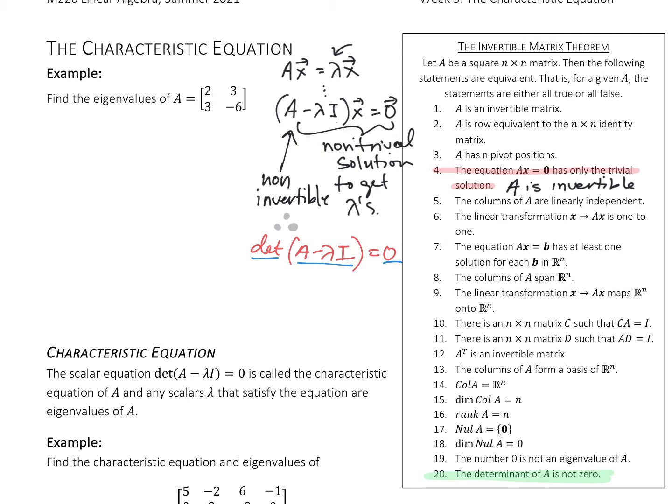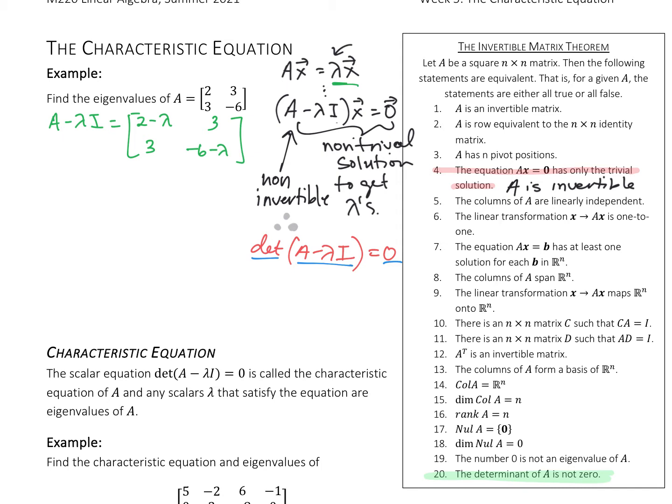So here we go. A minus lambda I, we don't know what lambda is. We're trying to solve for that now, which means we're going to end up with a matrix that has that stuff in it. So my A minus lambda I matrix is going to look like 2 minus lambda here, a 3, and negative 6 minus lambda. Remember, it's only the diagonals that get this minus lambda, because of the situation we talked about.